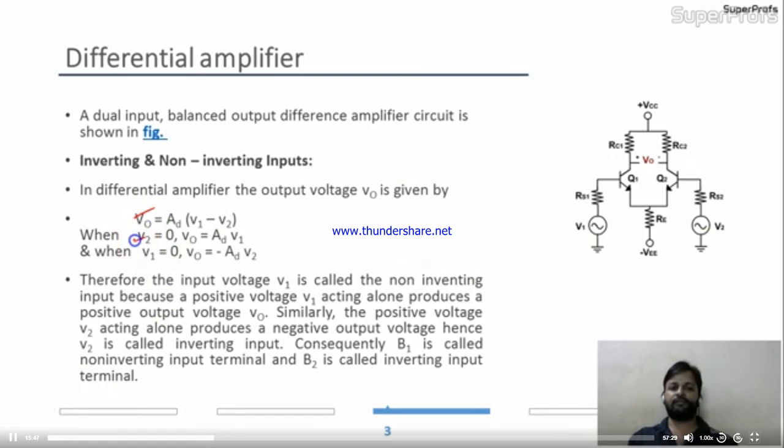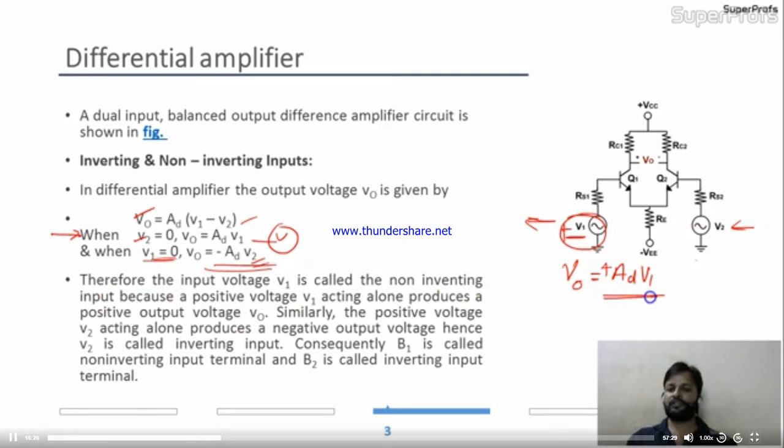Now, the conditions. When V2 is 0, V0 is AD V1. Okay, fine. So this is the condition for single input. When V1 is 0, suppose V1 is 0, now your output by this equation will be minus AD V2. So this is inverting. Is it okay? So I can say this is the non-inverting terminal and this is the inverting input. Therefore the input voltage V1 is called the non-inverting input, because while considering V1 at a time, we are getting AD V1. Whatever input sign is there, we are getting at the output. So this is non-inverting.